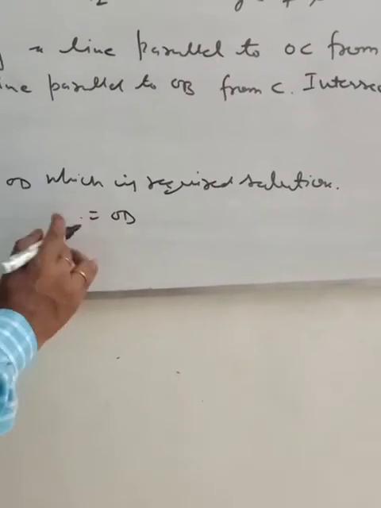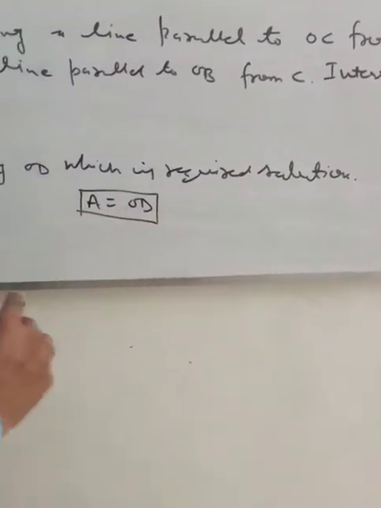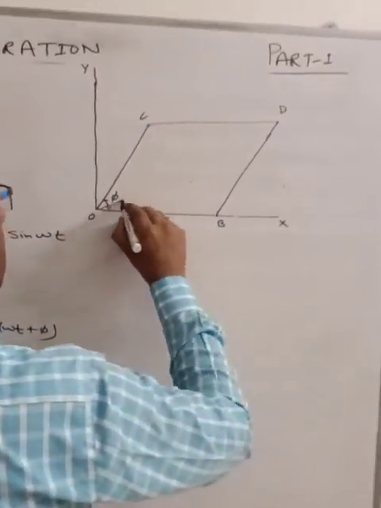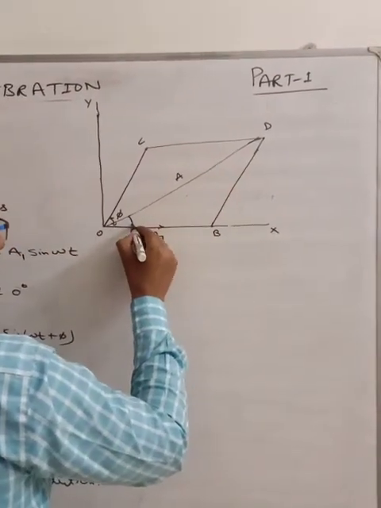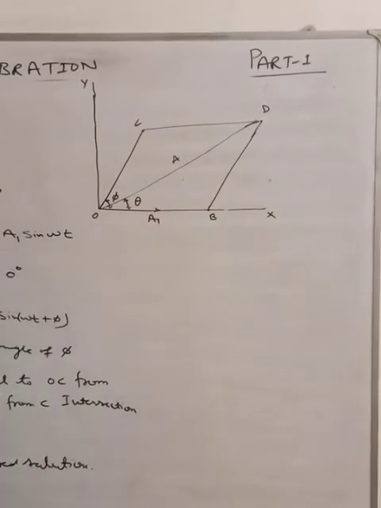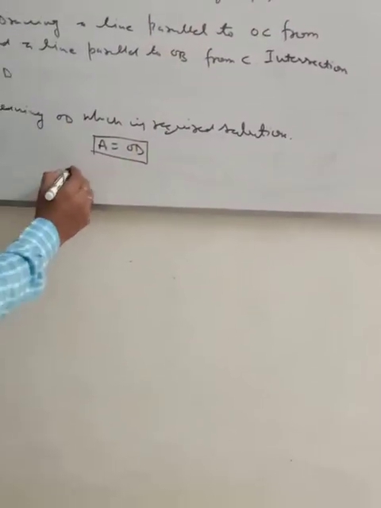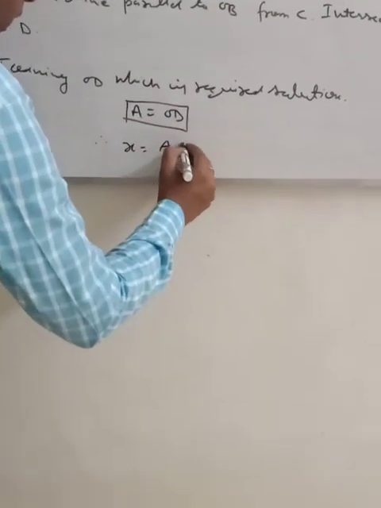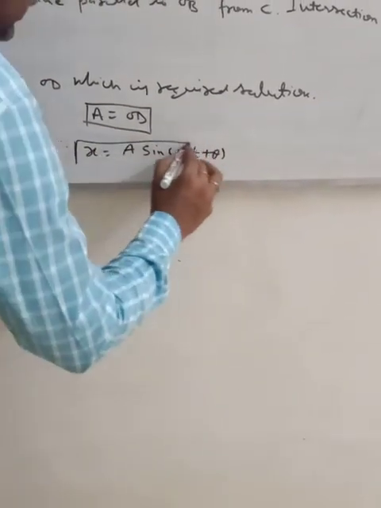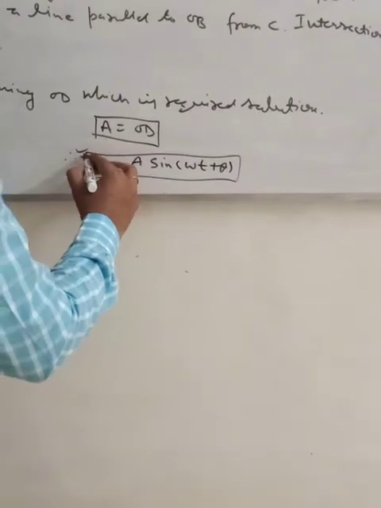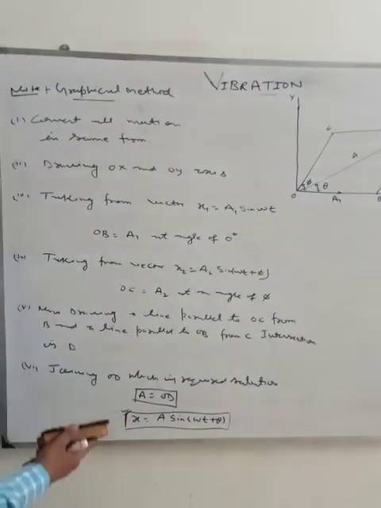The amplitude A is equal to OD, and this angle is theta. By having this amplitude OD and angle theta, the final solution is equal to A sin(omega t plus theta). This is the graphical method of simple harmonic motion.